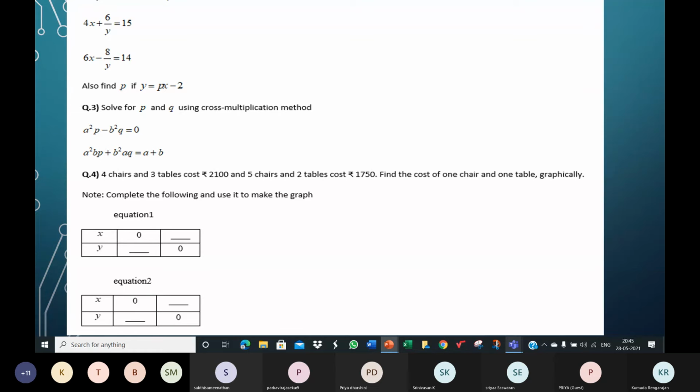Ma'am, when X is 0, Y is 875, for the second question. If Y is equal to 0, X is equal to 350, ma'am. Very good. Both are right. Very good, 875 and 350. Good.